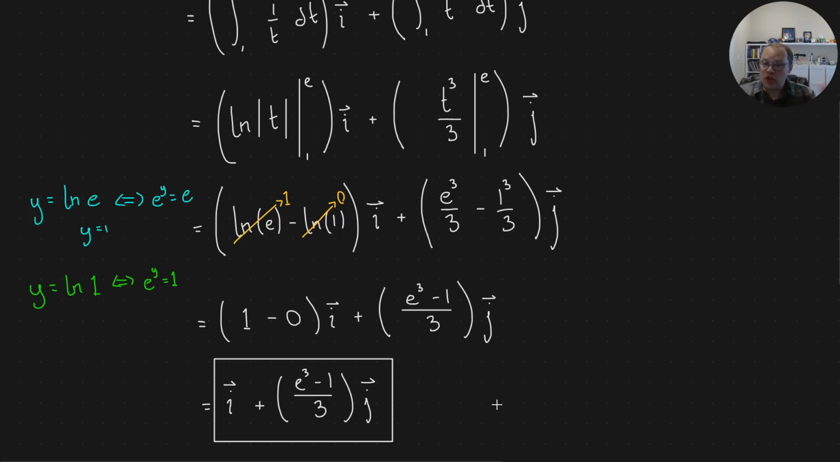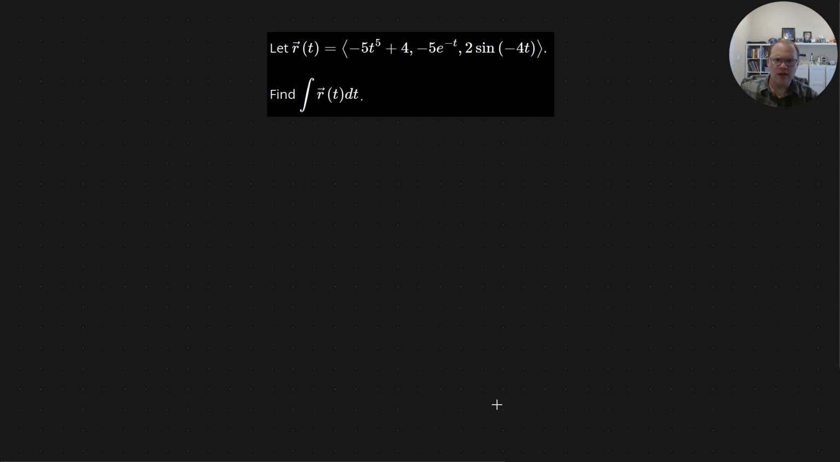Okay, so that's a definite integral. Let's see what it looks like with an indefinite integral. Now, this one's going to be a little trickier, just the functions are a little rougher. But the idea is the same. We want the antiderivative, the indefinite integral of our vector valued function r of t.